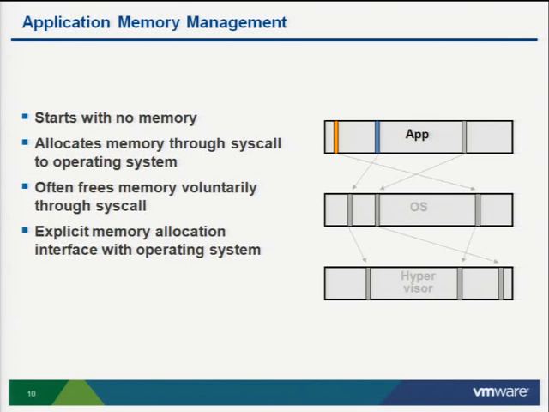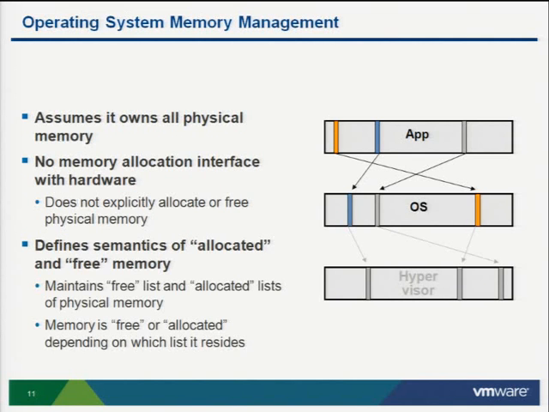So the operating system can actually track all this. And what this means is that there's an explicit memory allocation interface with the operating system. So again, pretty straightforward. Now, how does an operating system manage its memory? Well, it's a little bit different.